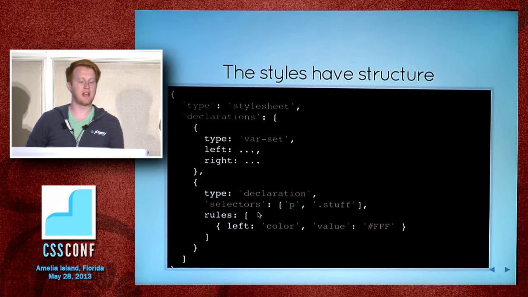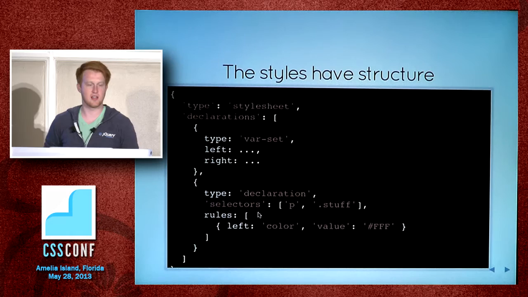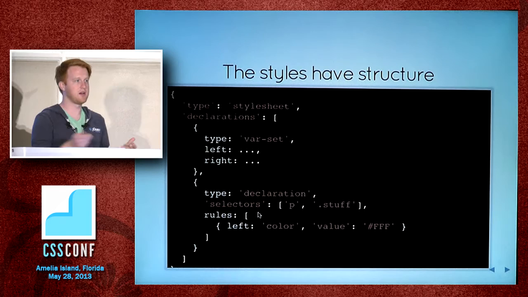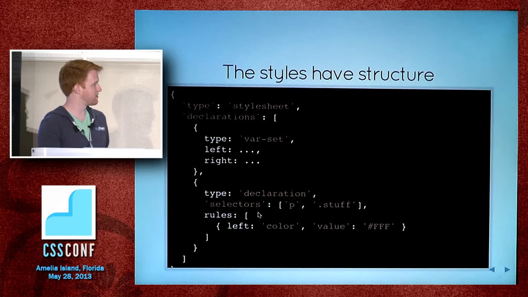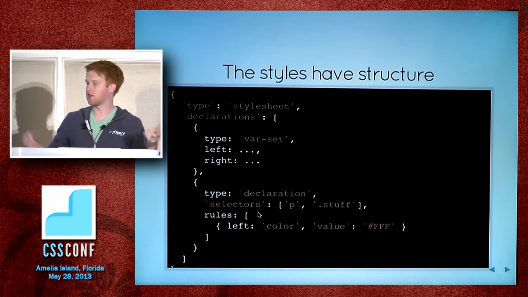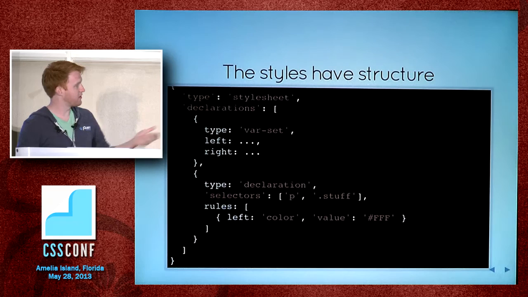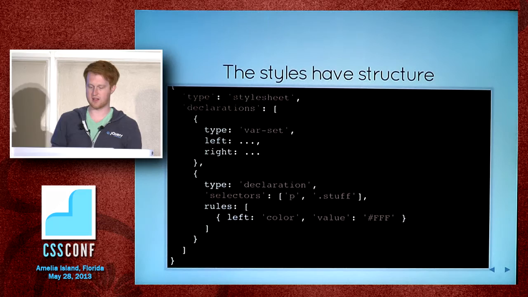And then we have a declaration, and we say the selectors here are p and dot stuff. And so that would, whenever you compile that, that would be p, comma, dot stuff. And then there would be the brackets, and inside that are the rules. And the rules, you have a list of rules. And so this is just going to be a list of rule nodes. And so in this case, it's color and value. This would just have a single value. If we wanted more rules, we could have, you know, background and then have that whole set of rules for background and things like that.